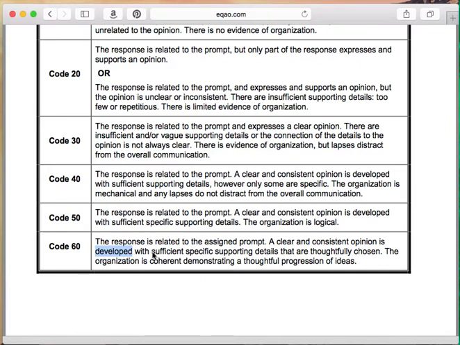Memorize this wording because it comes up again and again and again. EQAO wants you to use sufficient, specific, supporting details. Very important wording. And lastly, EQAO wants your organization to be coherent, and they want you to demonstrate a thoughtful progression of ideas. The way that you do this is through your transition words. Okay, let's quickly run through the different answers.